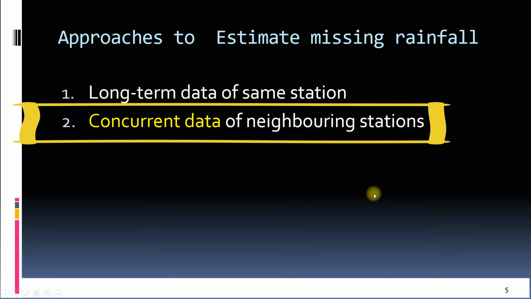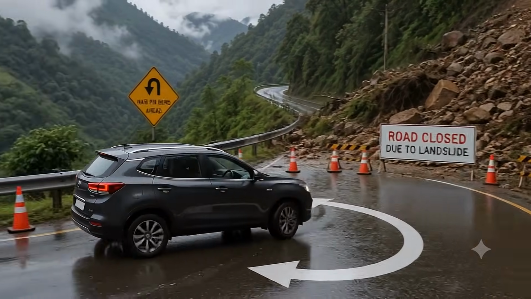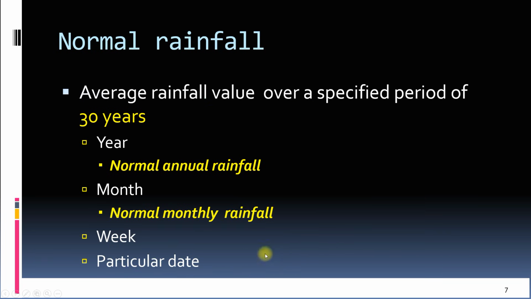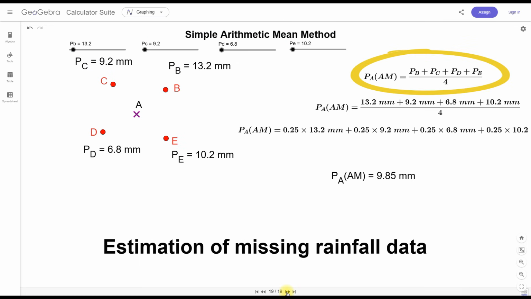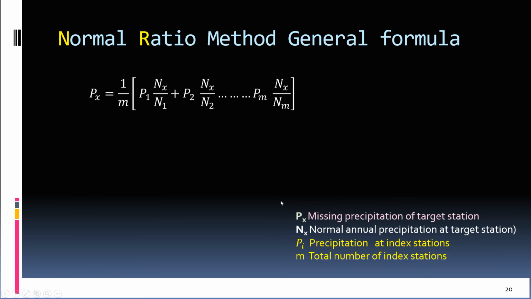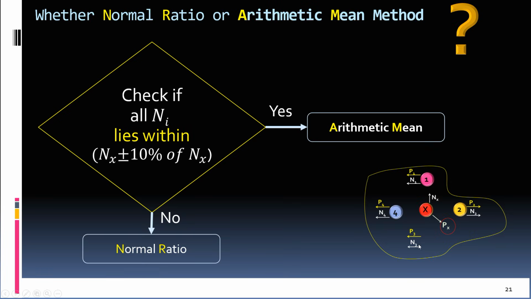Let's summarize what we have done till now. In the introductory section, we explored techniques to estimate missing precipitation data. First, we looked at why data goes missing. We defined key terms like target station, index stations, and normal rainfall. Next, we explained how to select index stations. In the next section, we introduced the simple arithmetic mean method and solved a GeoGebra example. In this section, we covered the limitations of the arithmetic mean method. We introduced the normal ratio method formula and demonstrated its solution in GeoGebra. We examined the variable weights of index stations. We also explained the 10% criterion. I hope now you will be able to understand why we avoid the normal ratio method when normal values at index stations fall within 10% of the range of the target station.